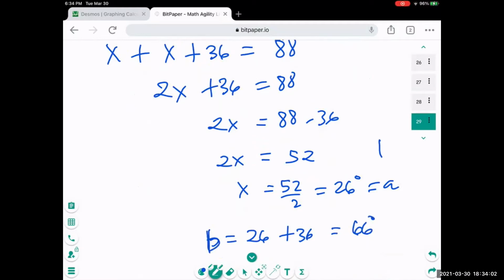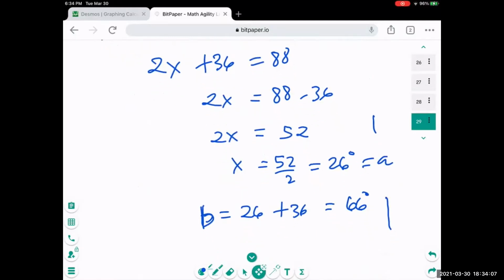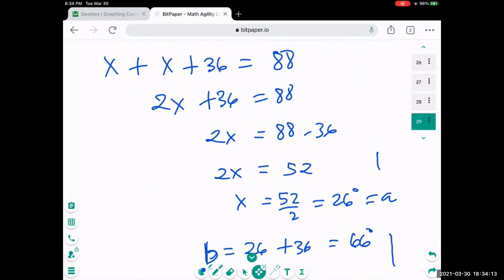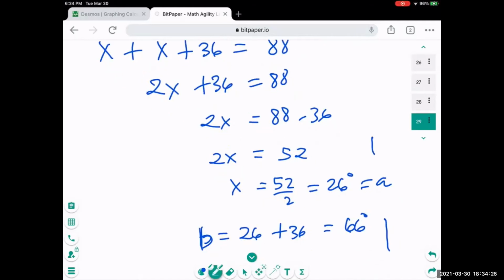If you try to add them up, it should come out to 88, right? Is that correct? 26 plus 36, sorry, this is 62. This is 62. So when you add A and B, it will give us 88 degrees, right? So, okay, let's go to letter B.